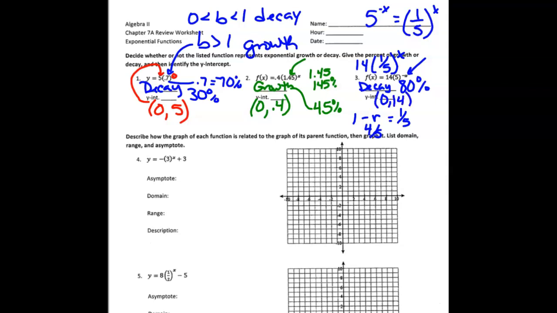All right. Looking at our next section, we are graphing these. It says describe how the graph of each function is related to the graph of its parent function, and then graph it and list the domain, range, and asymptote. So for my description, let's look at what's happening here. Our base is a 3. It's being raised to the x power. So our parent function for this is y equals 3 to the x.